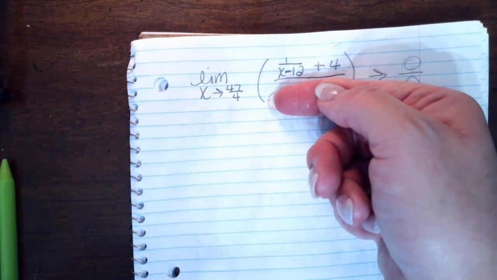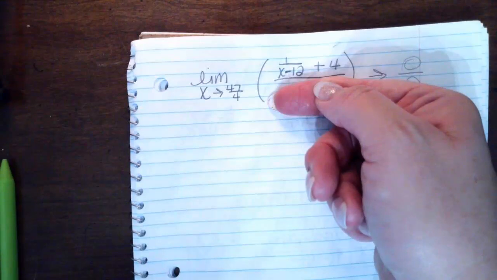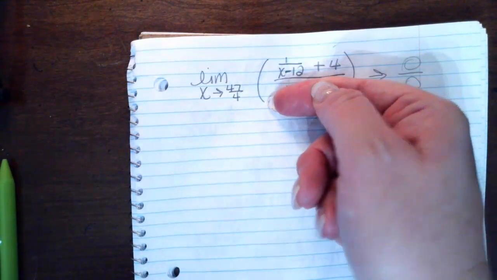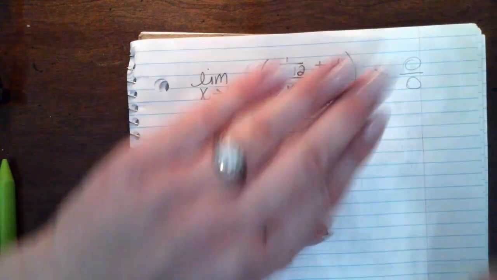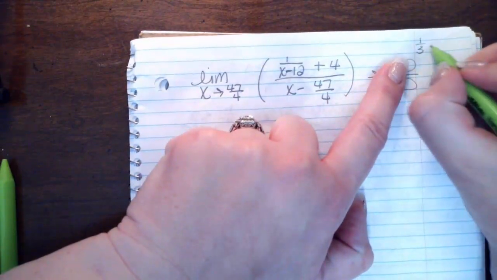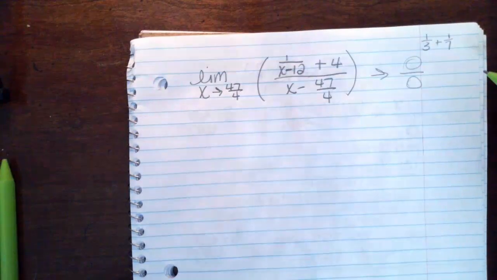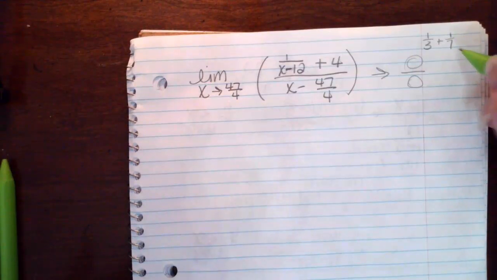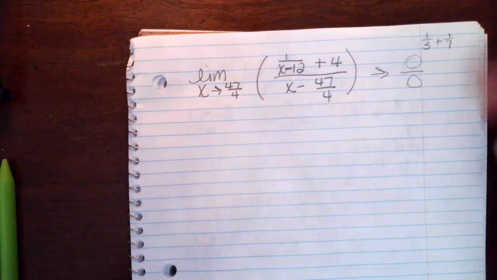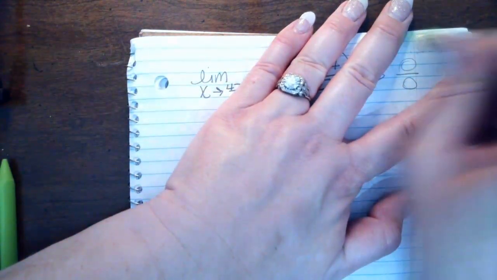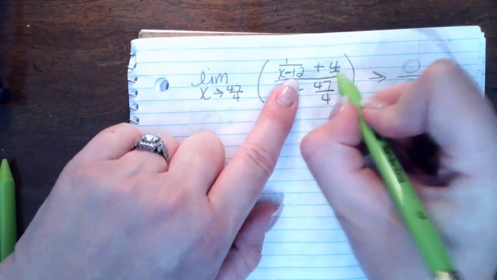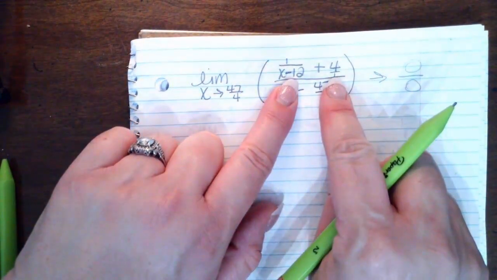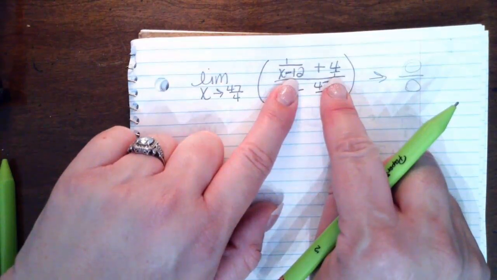If I look at this and just look at the numerator, what would my common denominator be? So think about it this way. New problem. If I have 1/3 plus 1/7, what would my common denominator be? It would be 21. Where did you get the 21 from? Because I multiplied the 3 and the 7 together. So let's go back to our problem. If one denominator is x minus 12 and the other denominator is 1, then the common denominator is x minus 12.